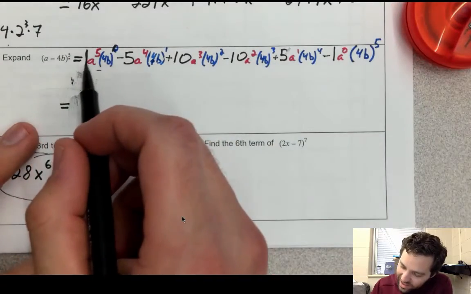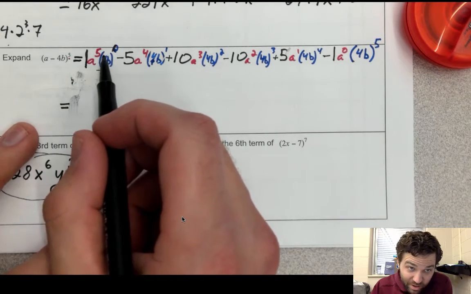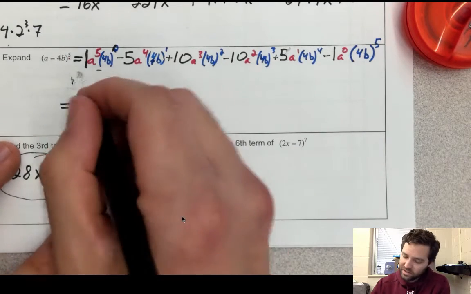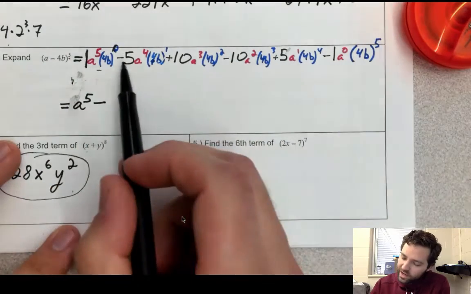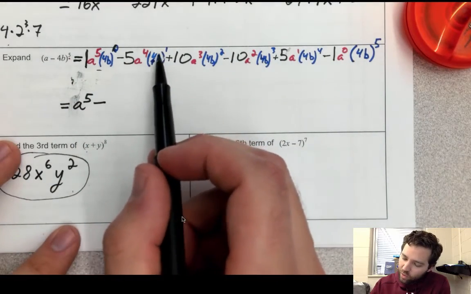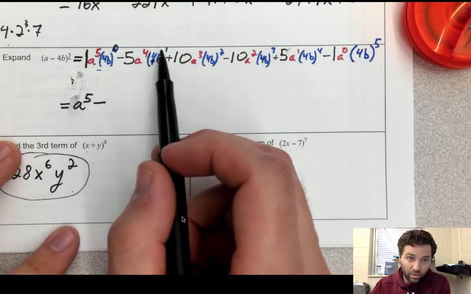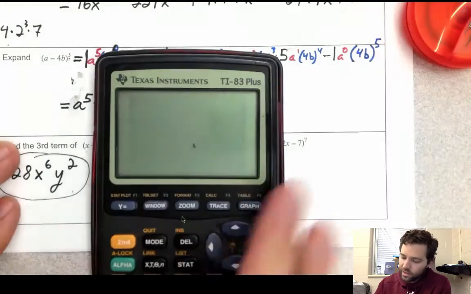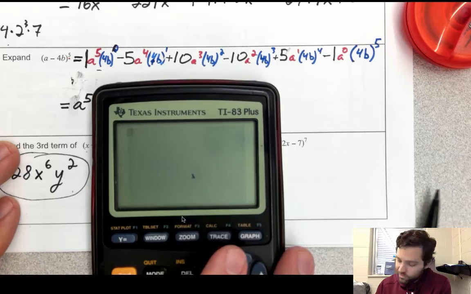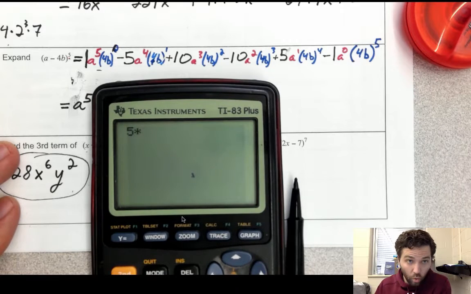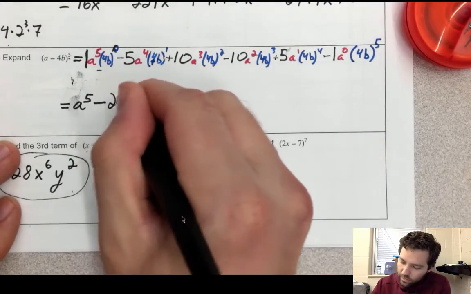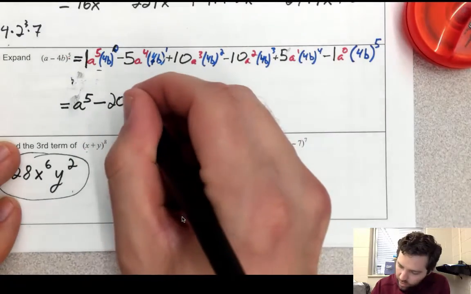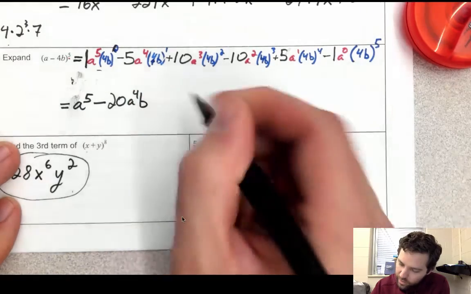Okay, so 1, a to the 5th. All of this is to the 0 power, so it's just 1. Okay, so this will just be a to the 5th here. Minus 5a to the 4th, 4b to the 1. Well, that's just going to be 4 to the 1. So this will be, in my calculator, I guess I can put it in there. It's just going to be 5 times 4 for the coefficient. So that's going to be 20 a to the 4th, b to the 1. So I'll just write b.